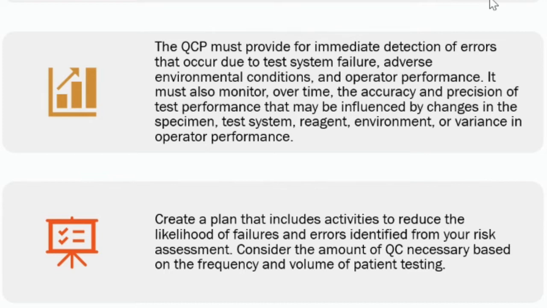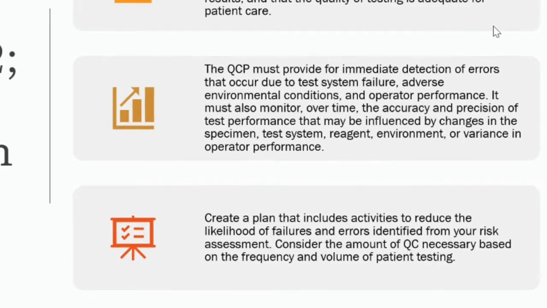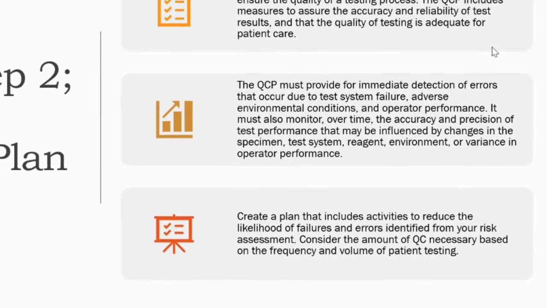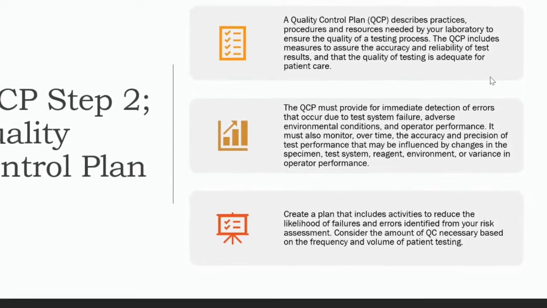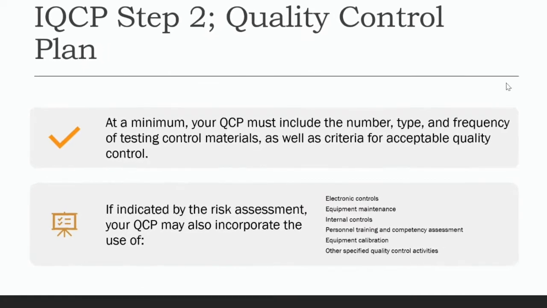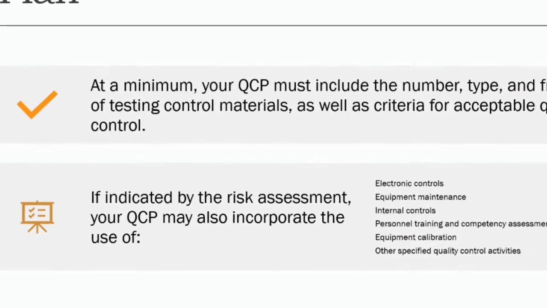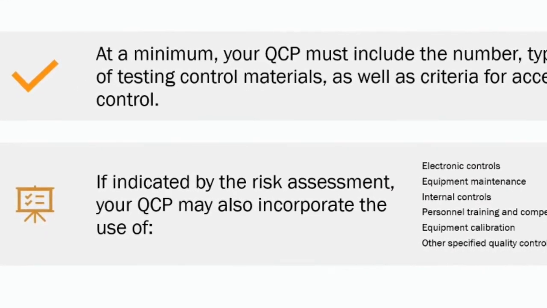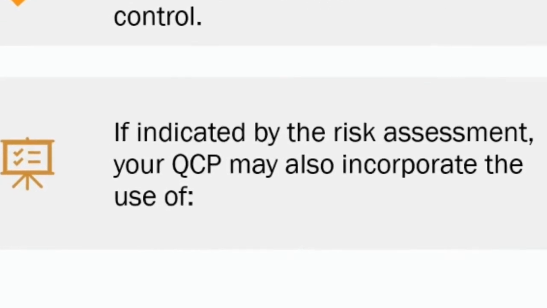Create a plan that includes activities to reduce the likelihood of failures and errors identified from your risk assessment. Consider the amount of QC necessary based on the frequency and volume of patient testing. At a minimum, your QC plan must include the number, type, and frequency of testing control materials, as well as criteria for acceptable quality control.